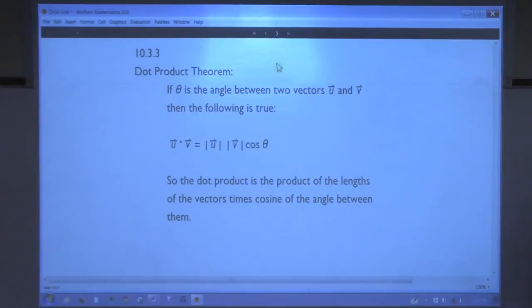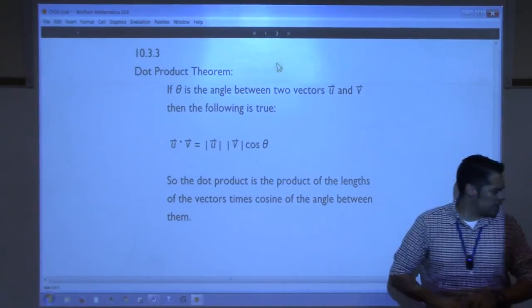Now, I'm not proving this theorem. I believe the book does.